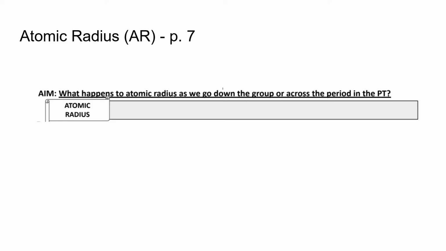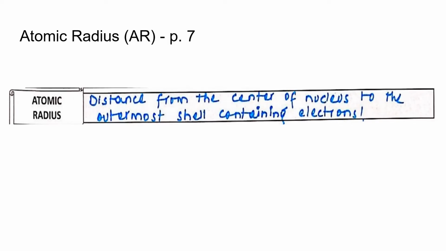So let's begin our discussion with the atomic radius. This is on page 7 in your notes packet. Pause the video, take a few seconds to think about what you know about the atomic radius. So atomic radius is the distance from the center of the nucleus to the outermost shell or the valence shell. Or in other words, we can also say it's the distance from the center of the nucleus to the valence electrons. That's the same thing.